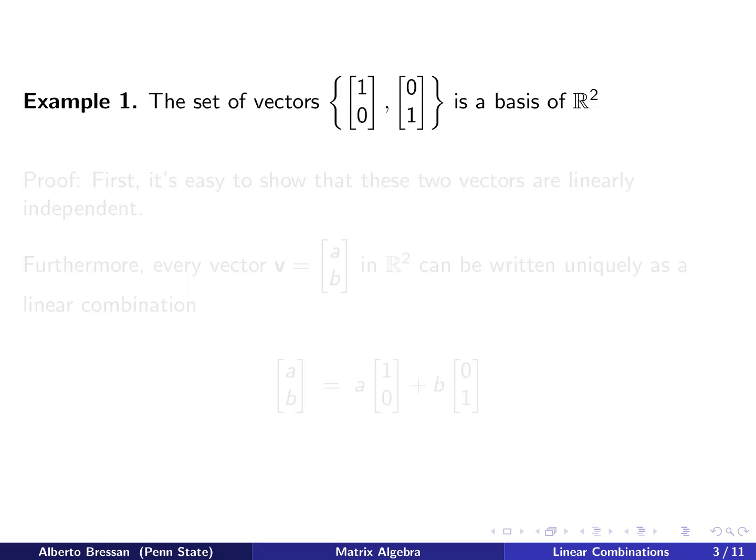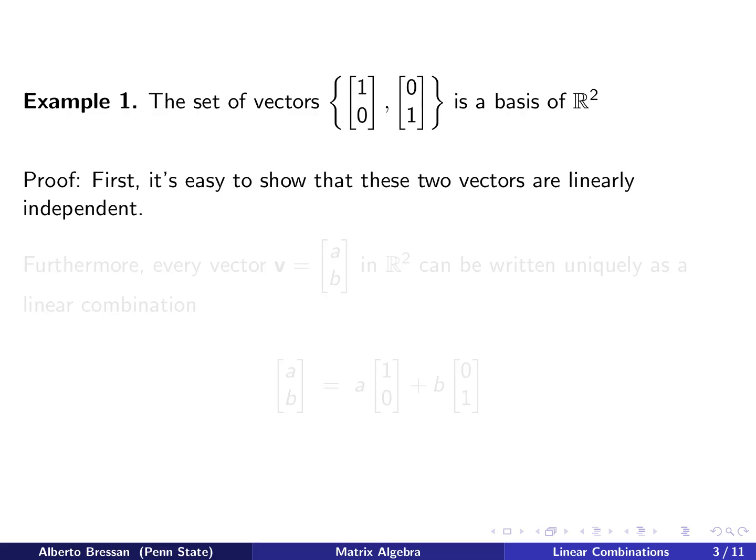Now let's take some examples. Example 1, I have two vectors. You would call them unit vectors. The first is (1, 0), and the second is (0, 1). And we claim that these two vectors form a basis of R2. To show that, there are two things to check. One is that they are linearly independent. And it is easy to see that they are linearly independent because they are unit vectors, and we have covered that.